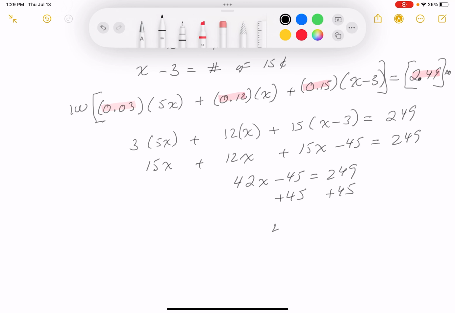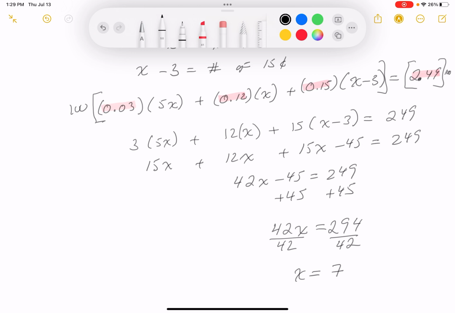What do you get over there? 42X. And let's add that together. Well, you're going to get 294. What I'm going to do now is divide both sides by 42. And what do you get? X equals 294 divided by 42. I'm going to say it looks like 7 to me. Let me just check that out. 7 times 40 is 280, and 7 times 2 is 14. Yeah, 294.